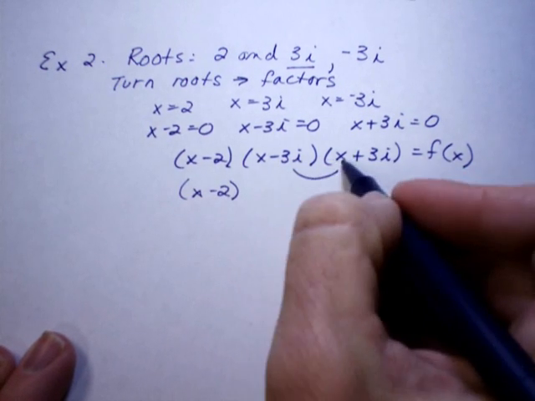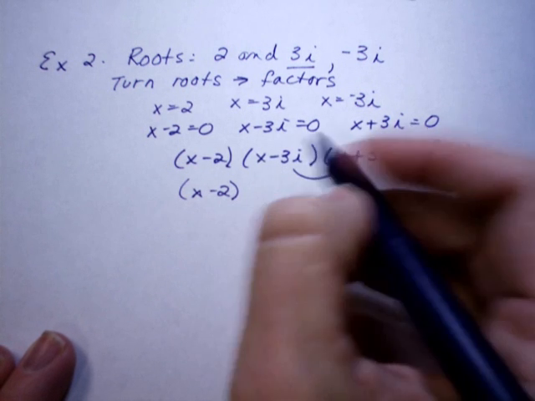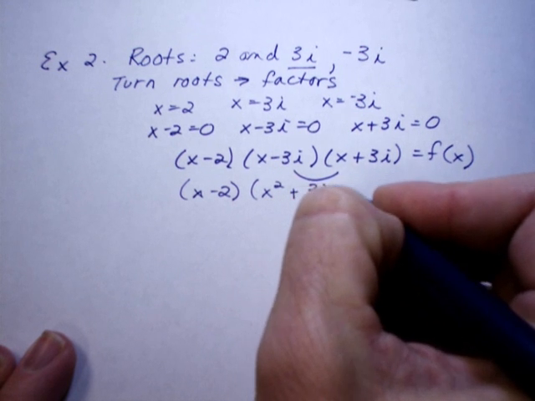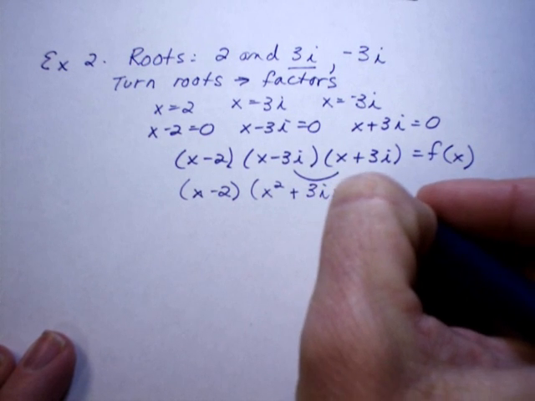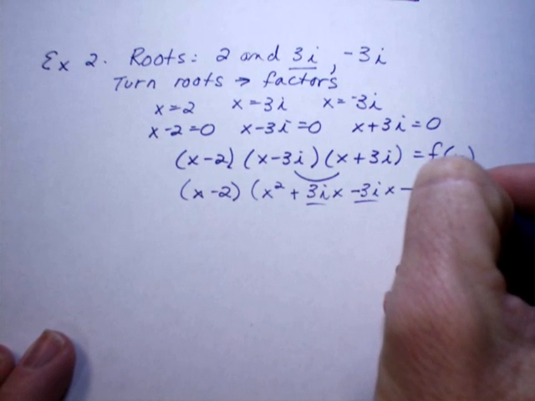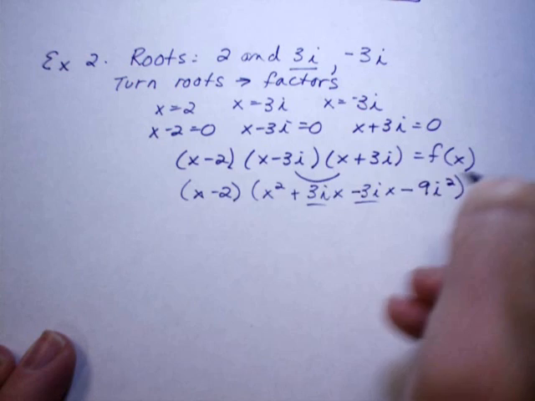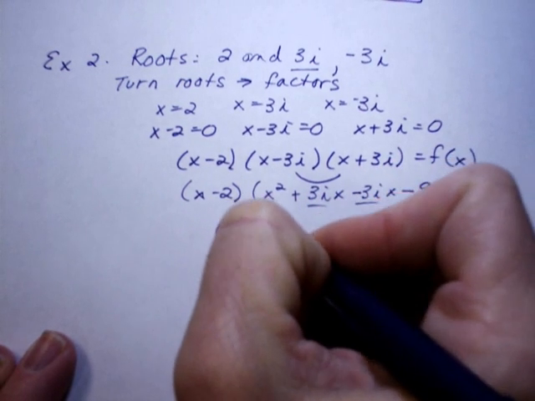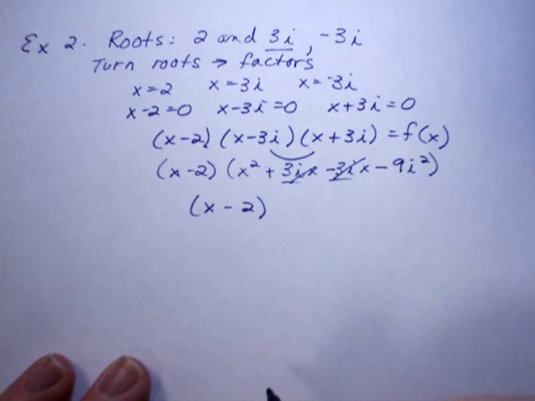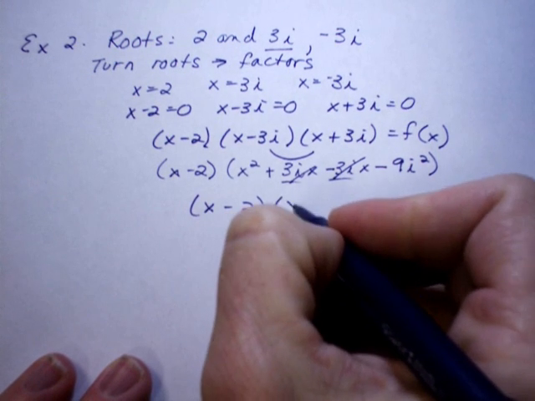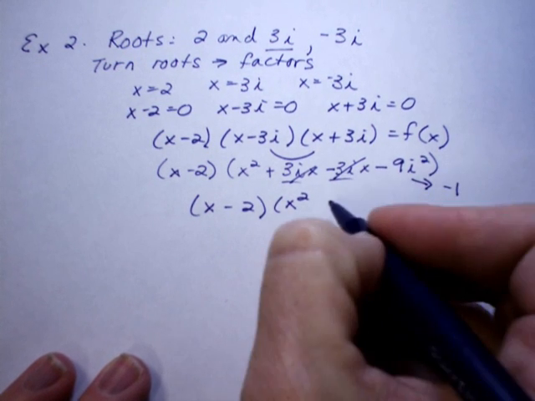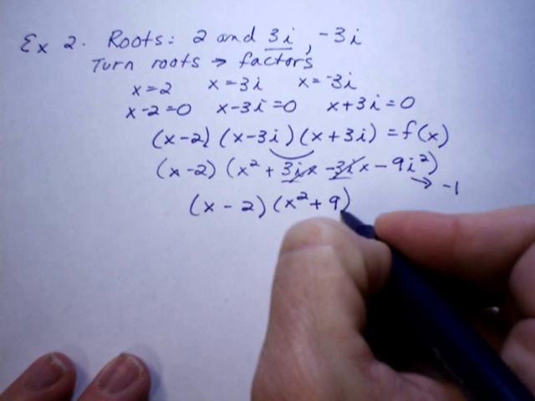All right, so I'm going to FOIL these two. First two terms is x squared. Outside terms is plus 3ix. Inside terms is minus 3ix. See, those are going to cancel out. And then in the end, I have negative 9i squared. So when I come through and simplify this, my imaginary numbers cancel out. Remember that i squared is really negative 1. So this becomes a plus 9.